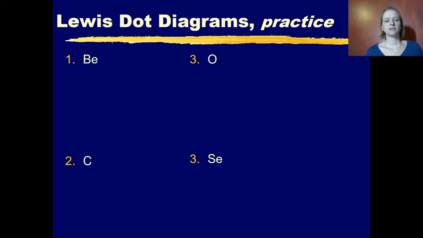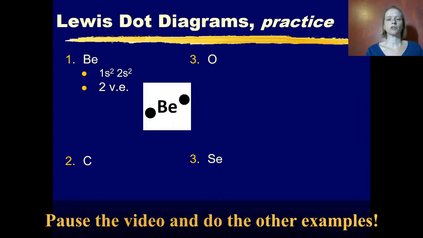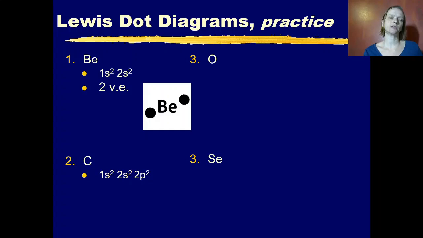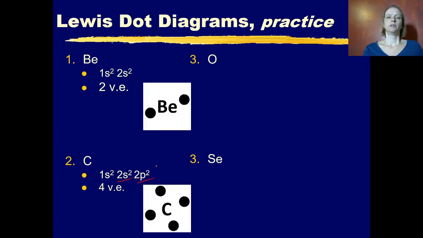So let's practice this. Beryllium has this electron configuration, 1s2, 2s2. Therefore, it has 2 valence electrons, and its Lewis dot structure looks like this. Carbon, its electron configuration is 1s2, 2s2, 2p2. Therefore, it has 2 plus 2 is 4 valence electrons. Only count the second energy level. And therefore, we draw the 4 electrons as far apart from each other as we can around the carbon symbol.